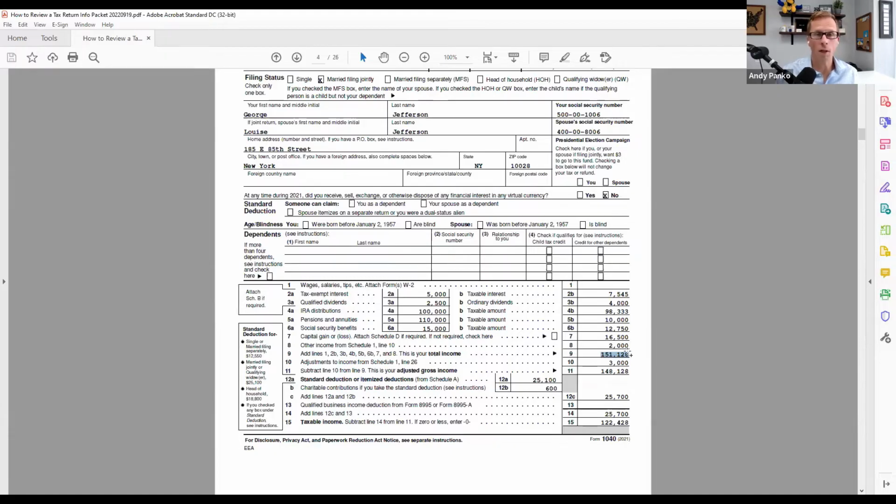In addition to Schedule 1 showing a bunch of other areas of income, there's also some areas of deduction or adjustments that may reduce the amount of income that's otherwise taxable. For example, educator expenses. If you're a teacher and you have some out-of-pocket expenses for the year, you can deduct some of those. Health savings account. If you do make deductible contributions to a health savings account, that's where they'll show up here in the Schedule 1. Self-employed health insurance for those who do happen to be self-employed.